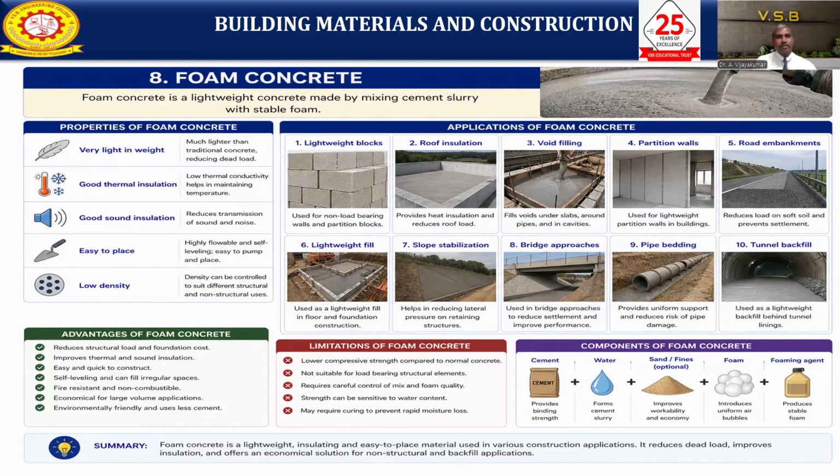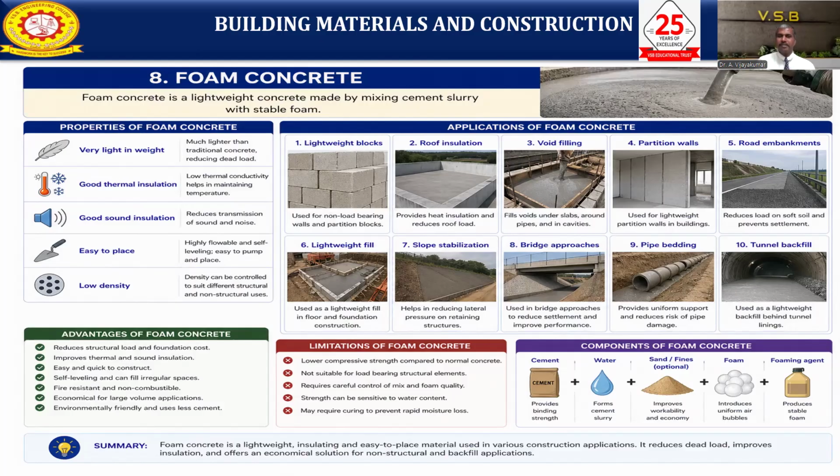So now we are going to look at the next modern material, foam concrete. Foam concrete is a lightweight concrete made by mixing cement slurry with a stable foam. Why are we saying foam concrete is a lightweight concrete? The density is very low. When you're using normal concrete, the density will be high. But when using foam concrete, density will automatically be reduced. Automatically the self-weight of the structure will also be reduced. That's why we say foam concrete is a lightweight concrete.